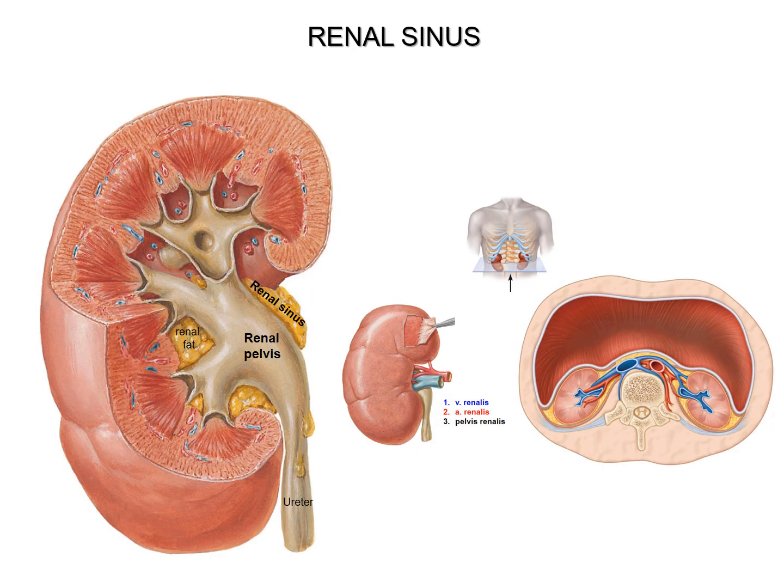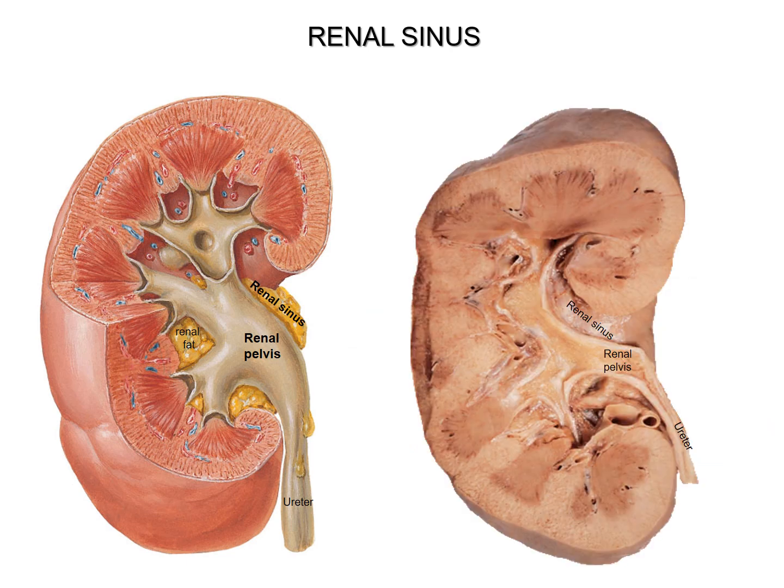Inside the kidney we have a depression called the renal sinus, and inside the sinus we have renal fat. Renal fat covers the renal pelvis and the renal artery and vein. Inferiorly, the renal pelvis is continuous with the ureter. In the right picture, you can see the renal sinus without renal fat. You have to recognize the renal pelvis and ureter.